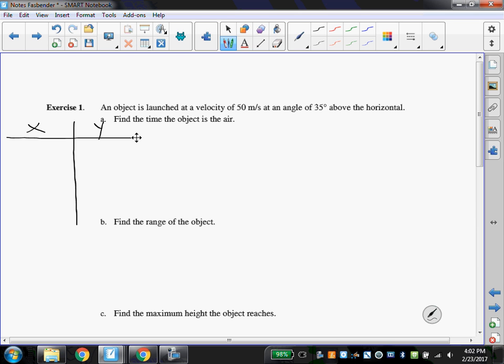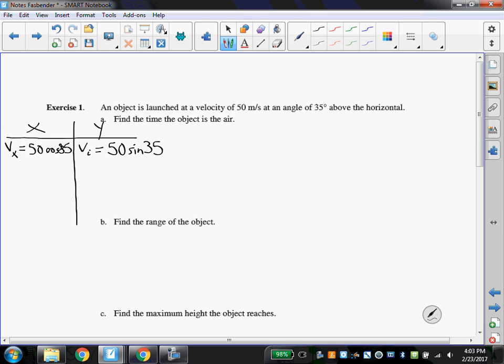Now the first problem says an object is launched at a velocity of 50 meters per second at an angle of 35 degrees above the horizontal. So what can we put into our table of knowns right off the bat? Well, we could say that our x velocity is 50 cosine of 35, because we now know that we need to take that initial velocity, break it up into x and y components. So that means that the y component of the initial velocity is 50 sine of 35.